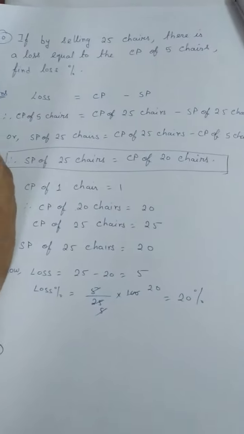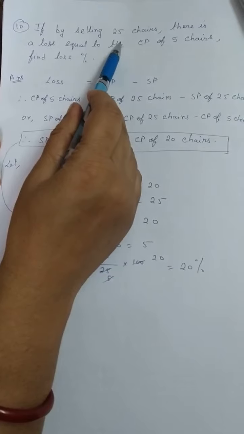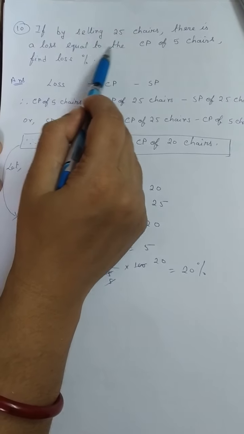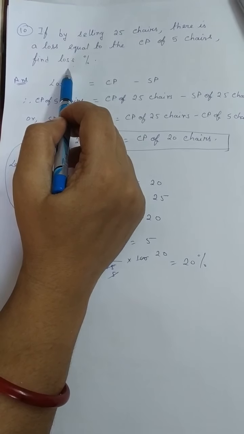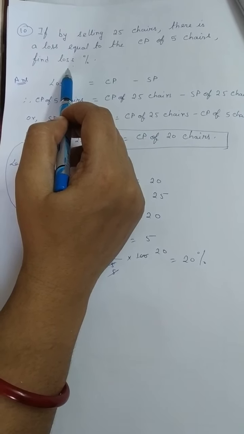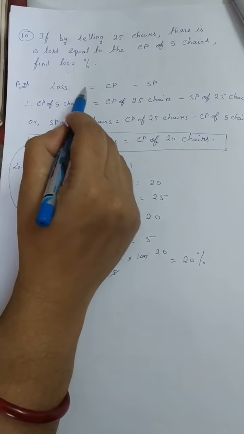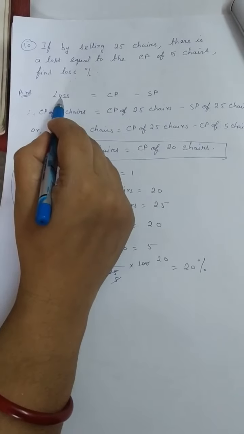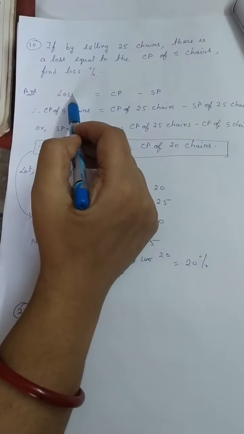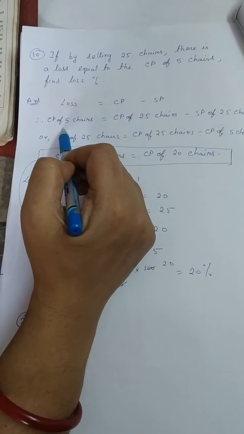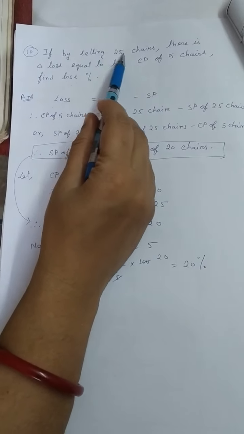Look at question number 10. If by selling 25 chairs there is a loss equal to CP of 5 chairs, find the loss percent. The question is different, but it has many similarities to the previous question. Look here. It is given that loss, we know that loss equals CP minus SP. Now what is loss here? Loss equals cost price of 5 chairs. In the place of loss, we are writing cost price of 5 chairs, by selling 25 chairs.